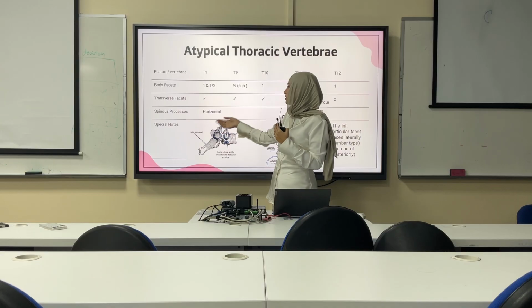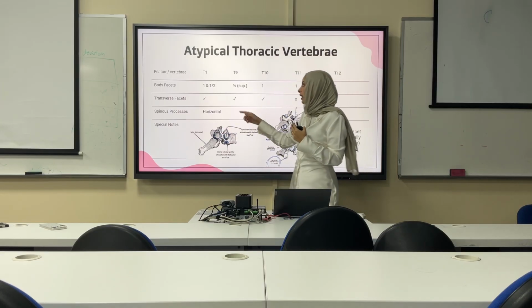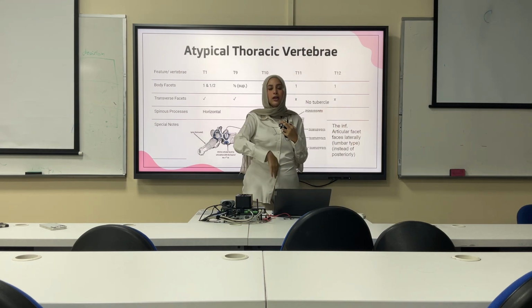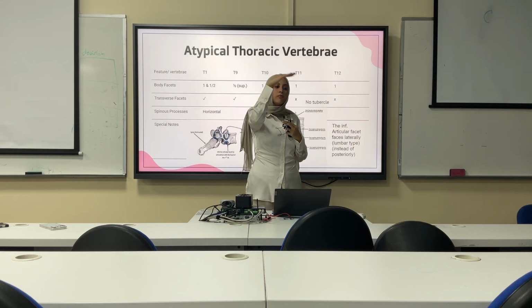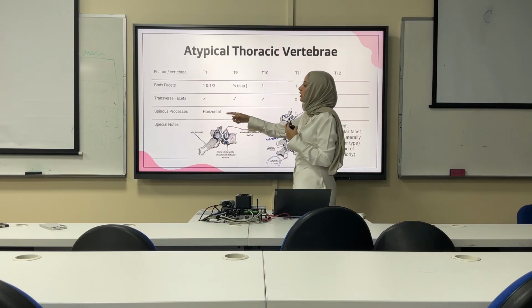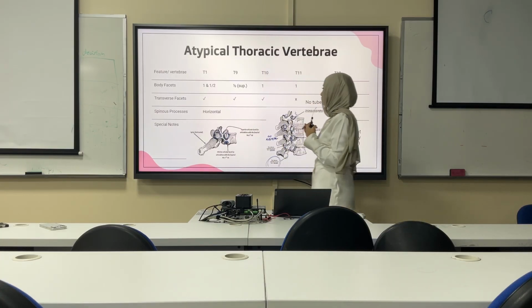And then spinous processes. With T1 they are horizontal. If you notice in the spine, when you go down, they're going to be more and more slanting downwards. So that's why T1 actually has a horizontal spinous process.